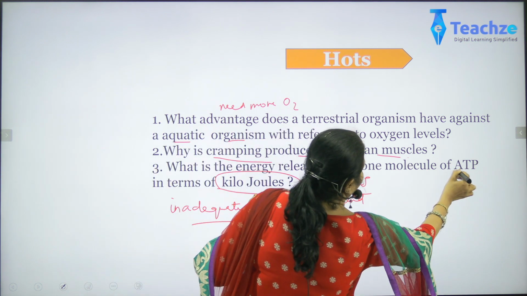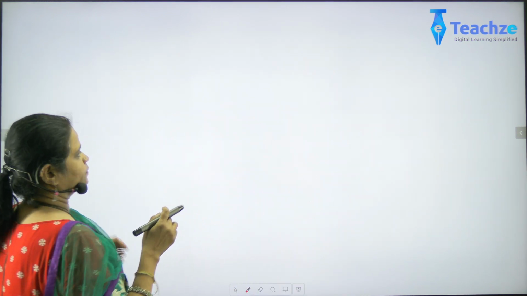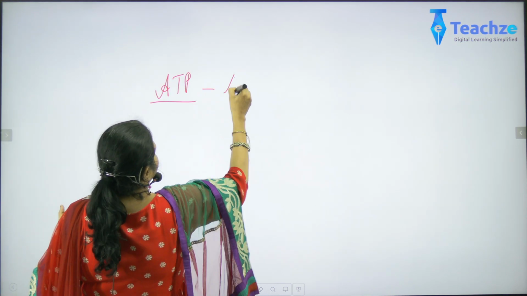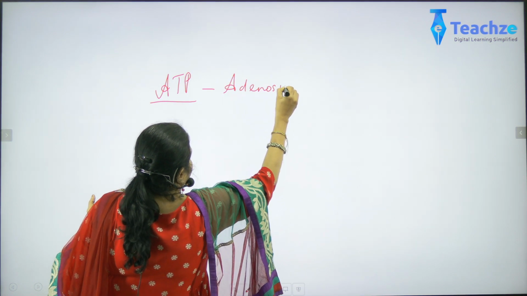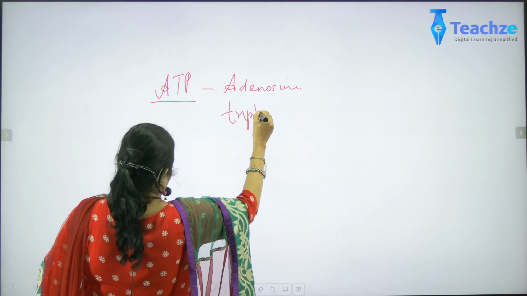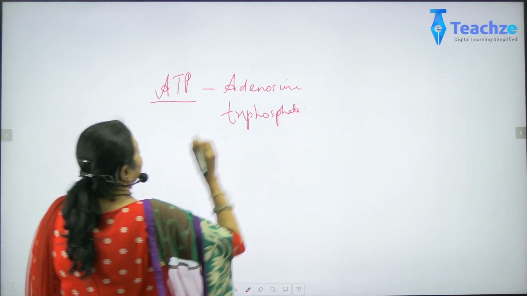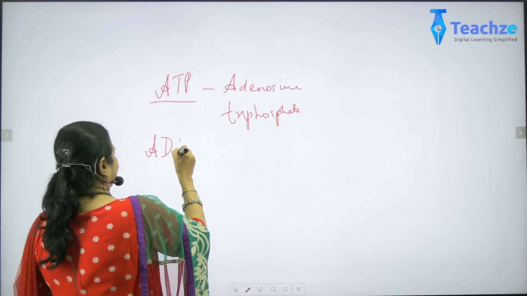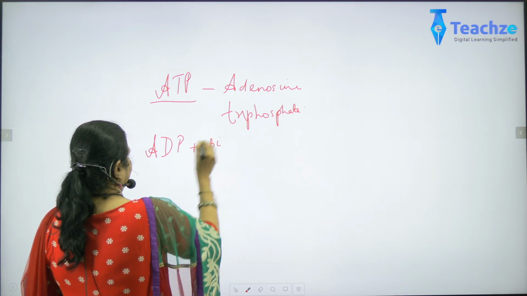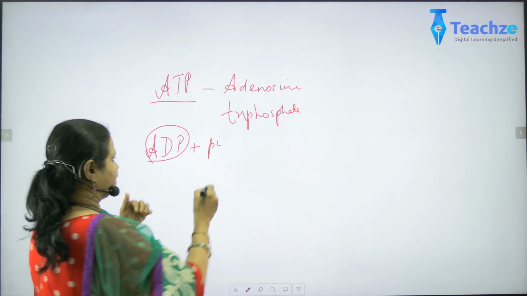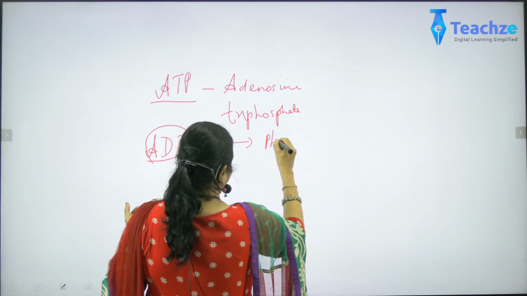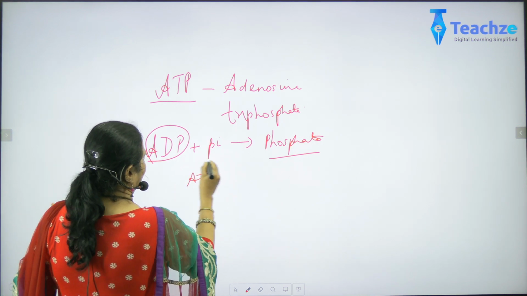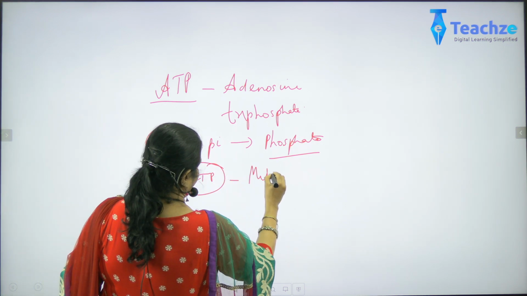Now, let's try to understand what is ATP. So how do we get ATP? ATP is adenosine triphosphate. We have already given this. This ATP is produced by the combination of ADP plus Pi. ADP is adenosine diphosphate. You add an inorganic phosphate molecule and then it converts into ATP. And all this process takes place in mitochondria.